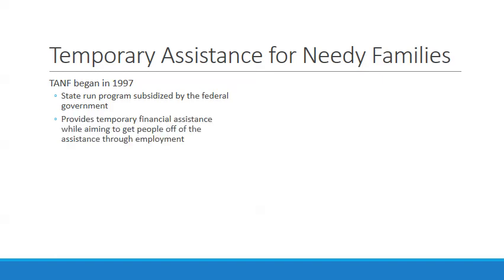So it provides temporary financial assistance while aiming to get people off of assistance through employment. So the goal of TANF is to say, you've lost your job. We're going to help you. We're going to financially help you for a small amount of time until you're able to find a job. So part of TANF is helping people, but it's also helping people find jobs. Now, each state has its own rules and regulations for access to benefits. So every state is going to be different in terms of how long someone can live on federal assistance, and also the types of programs that are being used to help people find jobs or maybe gain access to new skills.